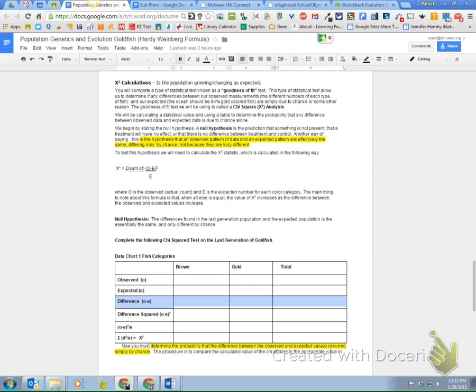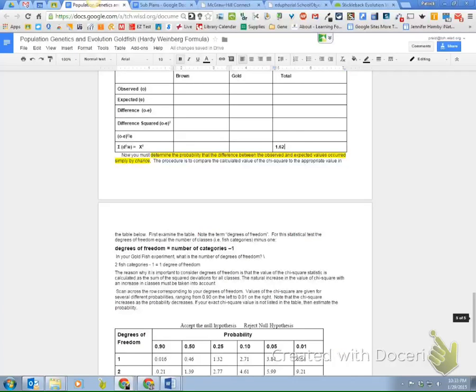So right here it says, now you must determine the probability of the difference between the observed and the expected is simply by chance. So we're going to take this chi-squared value, just for sake, let's say that our chi-squared value ended up being 1.62. And again we got that by adding together these numbers right here. So we're going to take the observed minus expected squared divided by expected, and we're going to get these two numbers. So if we add those two together, we get 1.62.